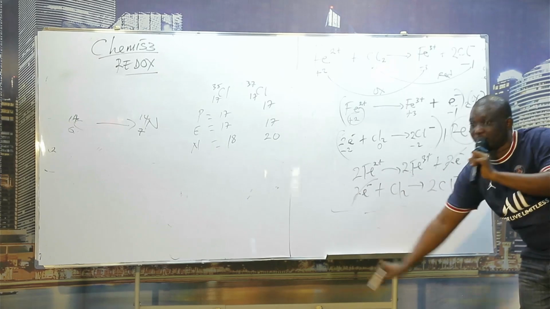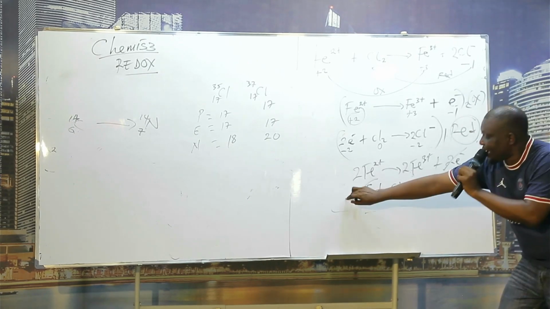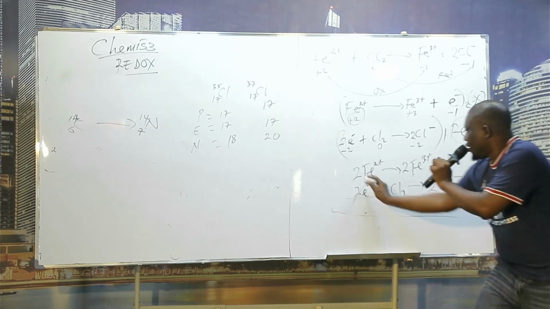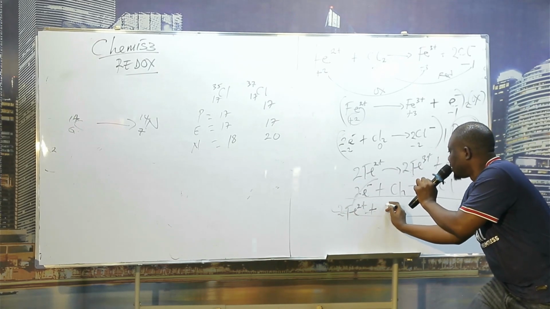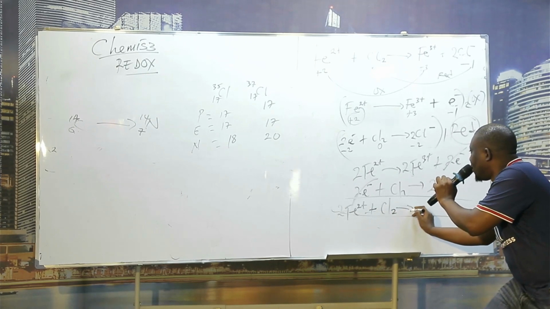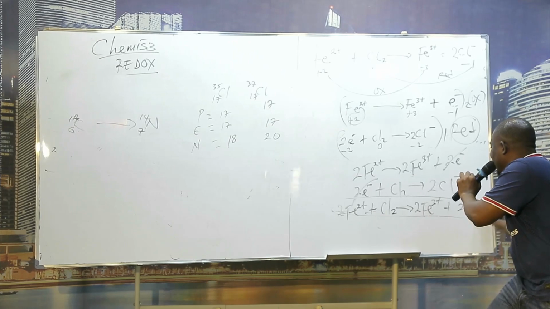To show those electrons at the point where electron gain is equal to electron loss, at this juncture, we can now cancel. And then join the 2 half cells together. What do we have? We have what? 2Fe2+ plus Cl2 equals what? 2Fe3+ plus what? 2Cl minus.